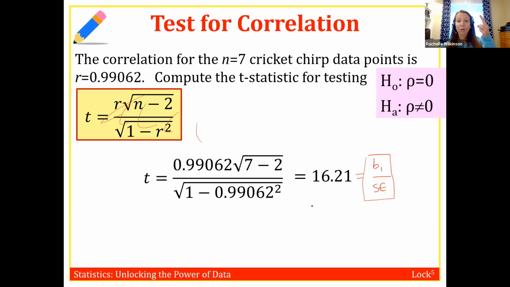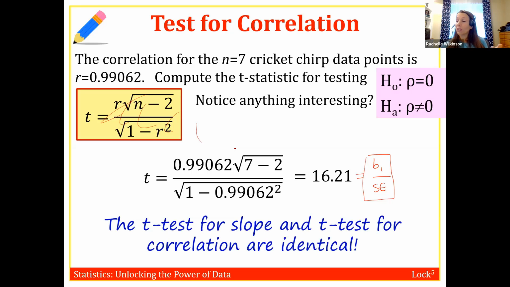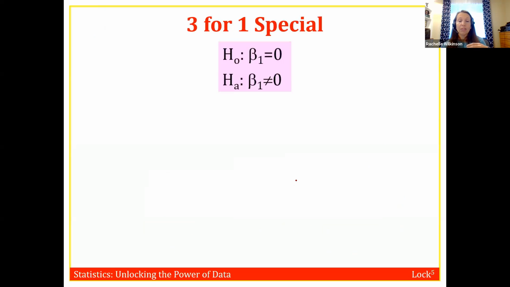So here's the 2-for part. I'm going to give you multiple hypotheses that you can test with the same test statistic, which means you only have to learn how to do one test statistic to answer all kinds of different questions. What kind of better deal is that? Basically, if I want to do a test on correlation, then we can just use the same test statistic that we use to test the slope, and we can save ourselves all that extra work. So I call this my 3-for-1 special. There are 3 different hypotheses that can all be tested with the same exact test statistic.